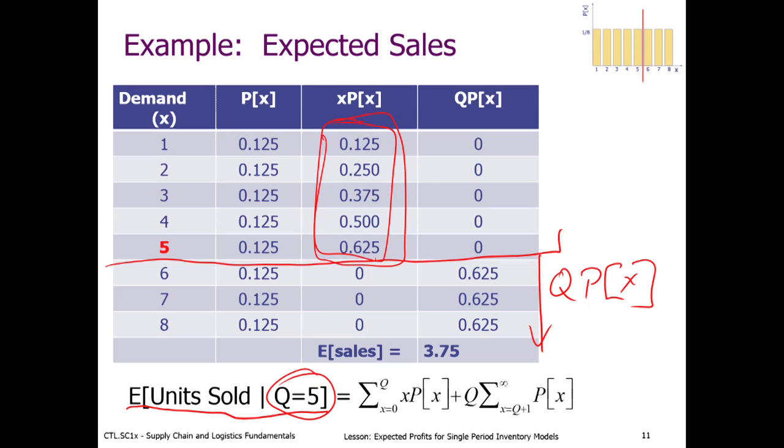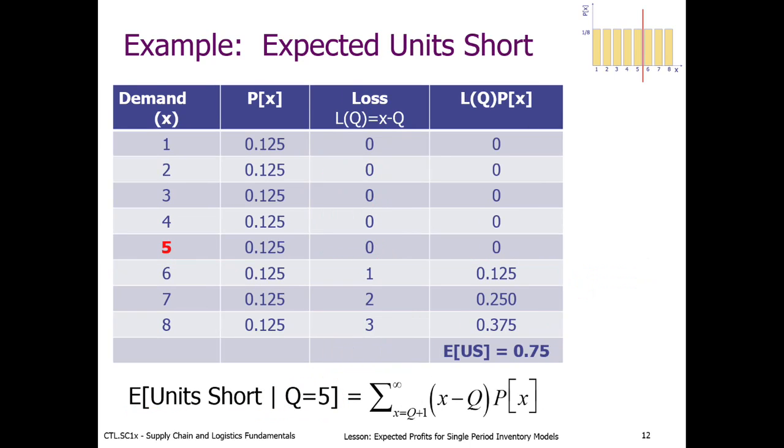Now the last thing we want to figure out is expected units short. Again, this is a conditional expectation. It's the expected units short given that I have 5 units on hand. My Q is 5. So all I'm going to do is figure out this loss function. We call this L sub Q, or LQ, and it's equal to the X, the demand, minus the Q, given that my demand is greater than or equal to my Q.